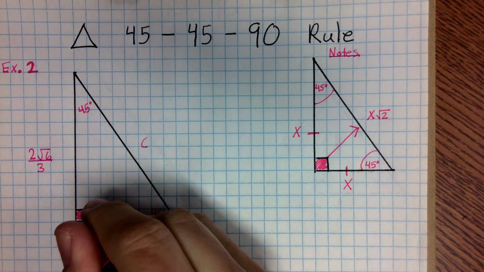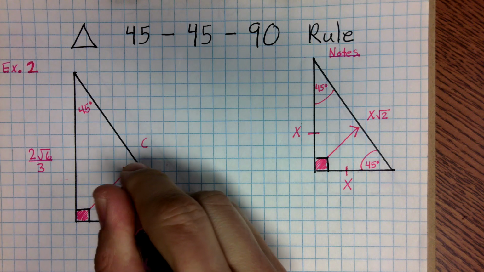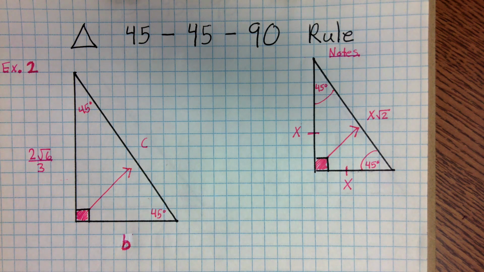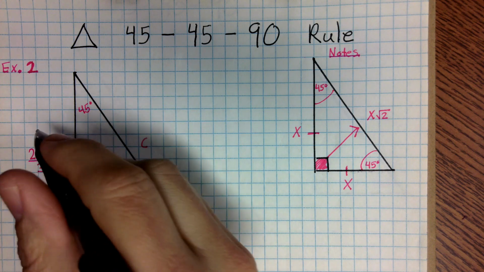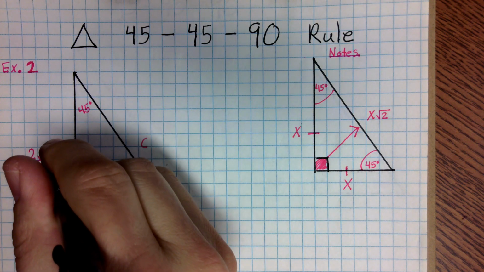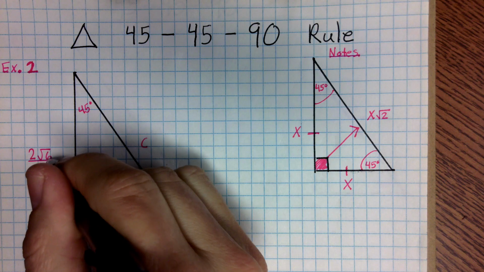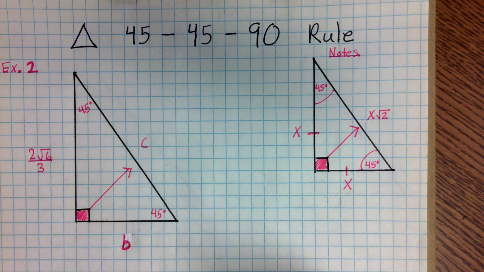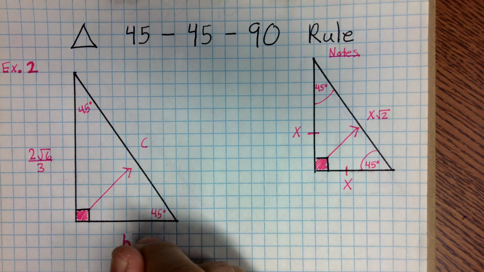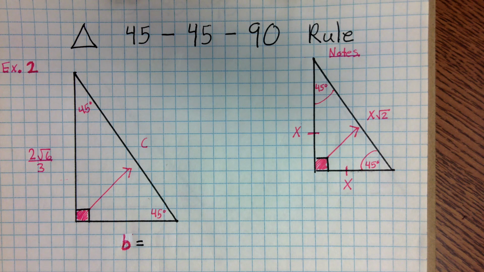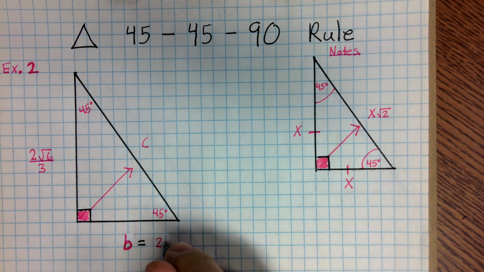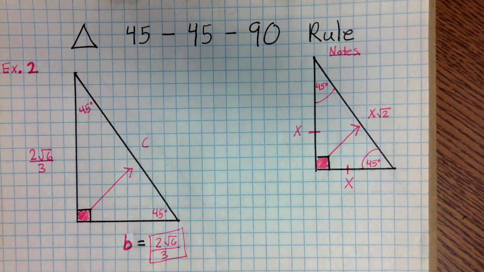Now, notice I'm going to label my hypotenuse. And starting out, I have right here, this side is my A side, my A leg, I like to call it. And it tells me it's already 2 square root of 6 divided by 3. Therefore, B also is going to be the same value. B is going to be 2 square root of 6 divided by 3. And that's based on this 45, 45, 90 rule.